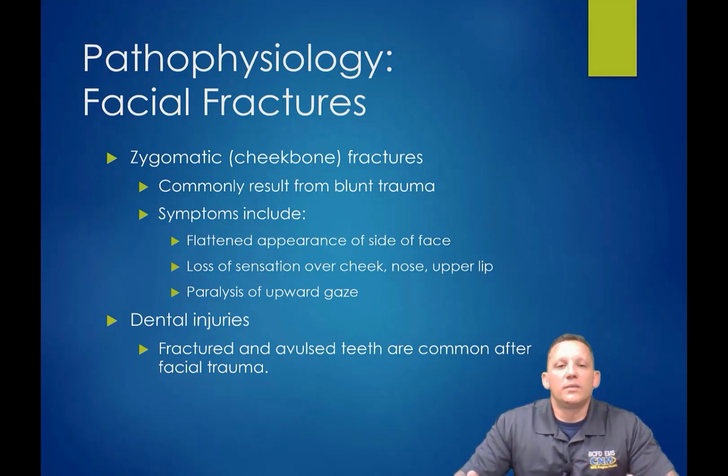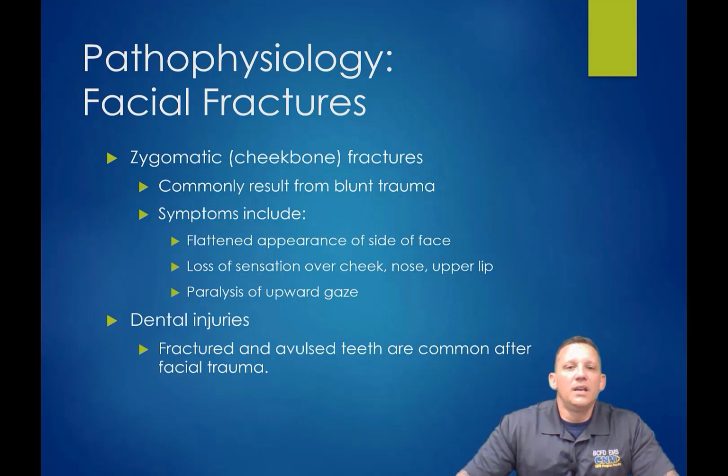This could be somebody who was in some kind of assault or was struck with a pretty significant object. This patient will tend to lose that peakiness of the cheekbones, and so the side of the face tends to look pretty flat because the actual cheekbone is going to set a little bit lower. They will lose some sensation over the cheek, the nose, and the upper lip, and more often than not, they're going to have no ability to actually look upwards.